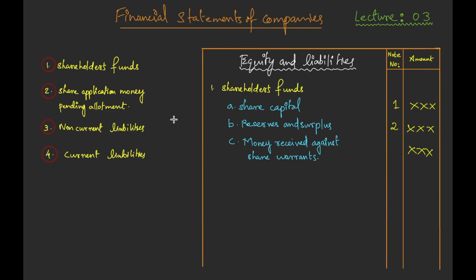We had started our discussion with equity and liabilities, under which we have four items, that is shareholders funds, share application money pending allotment, non-current liabilities, current liabilities. First we have taken shareholders funds, under which we have three items, share capital, reserves and surplus, money received against share warrants. Then we have discussed what all details we should disclose under share capital in the notes to accounts. Now in the next lecture, we will discuss what all details we should disclose under reserves and surplus in the notes to accounts.